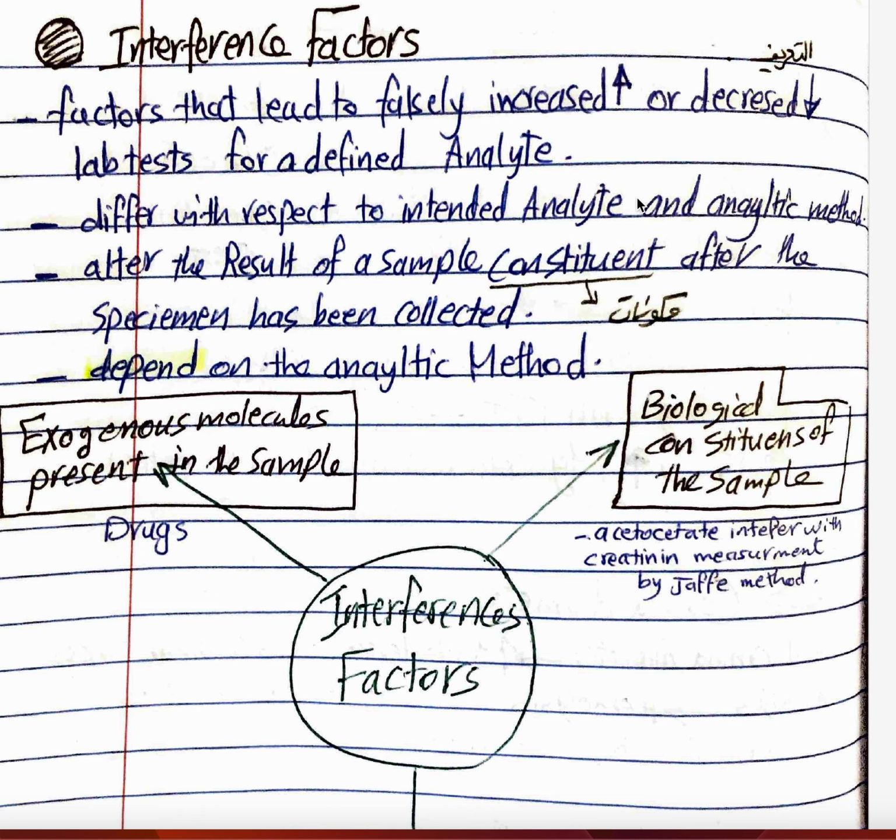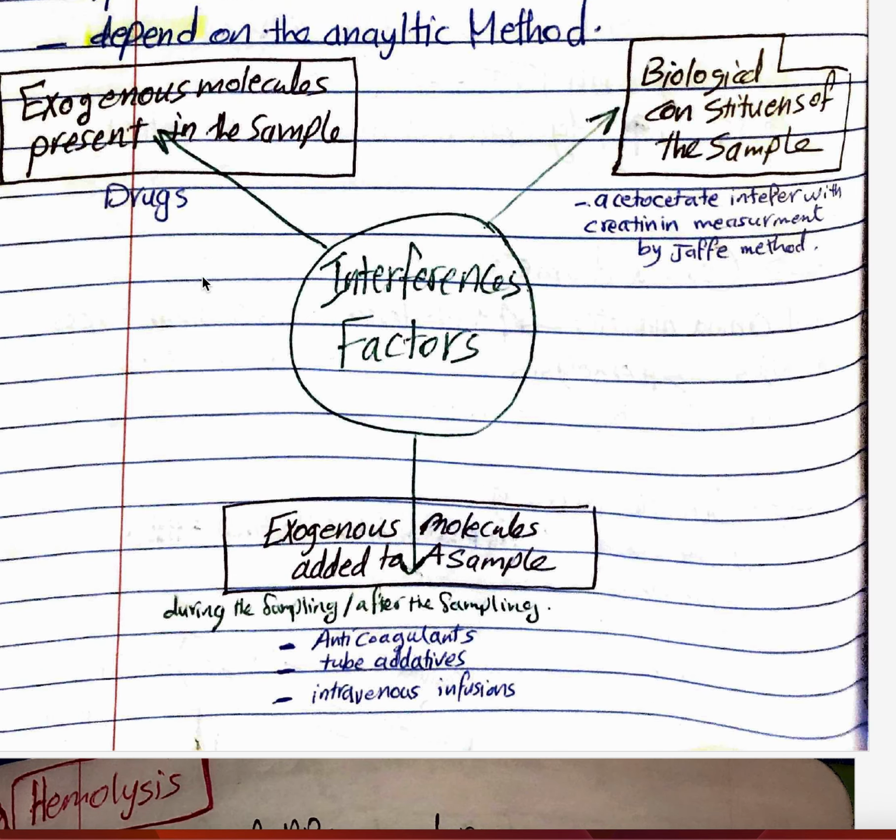So that's so important. We can say these interference factors, where are they coming from? Maybe exogenous molecules already present in the sample, or exogenous molecules that we add to the sample, or biological constituents of the sample. We want to understand these things.